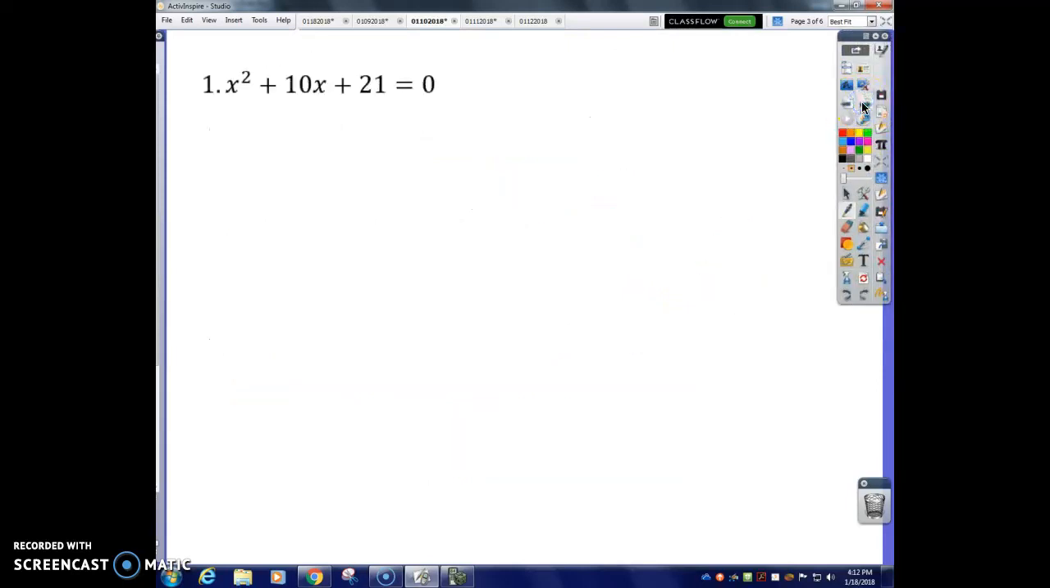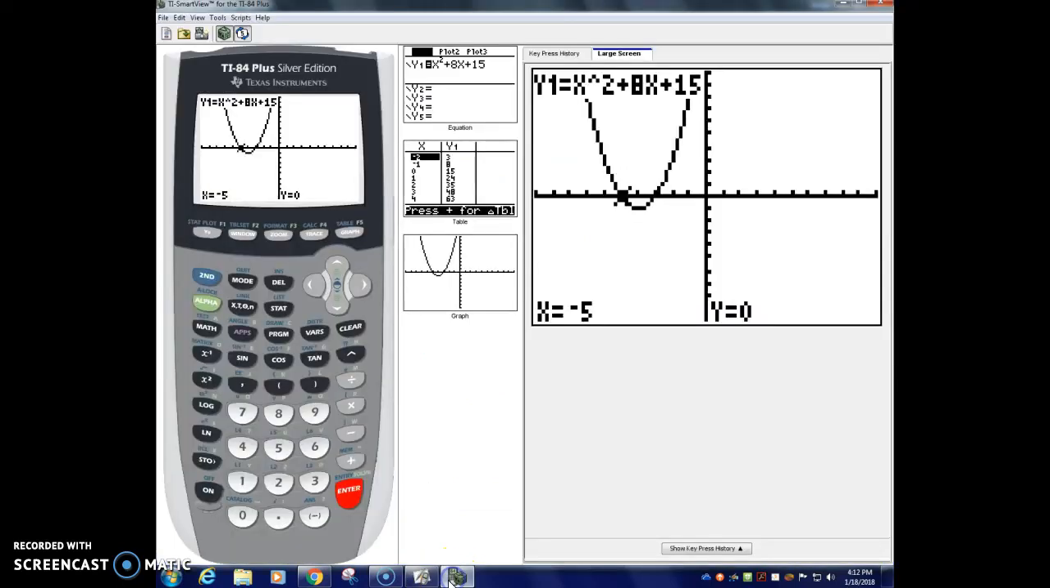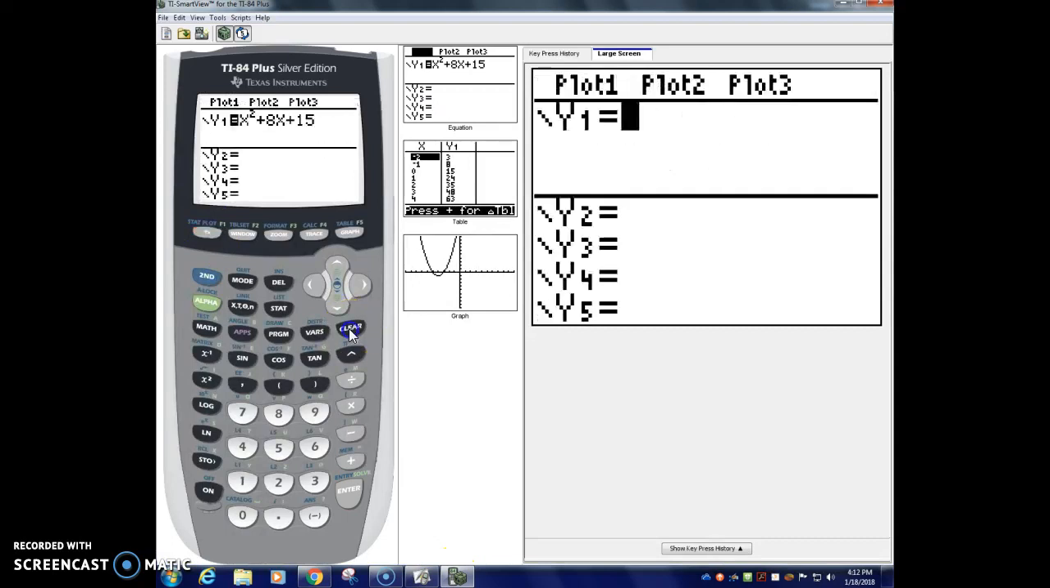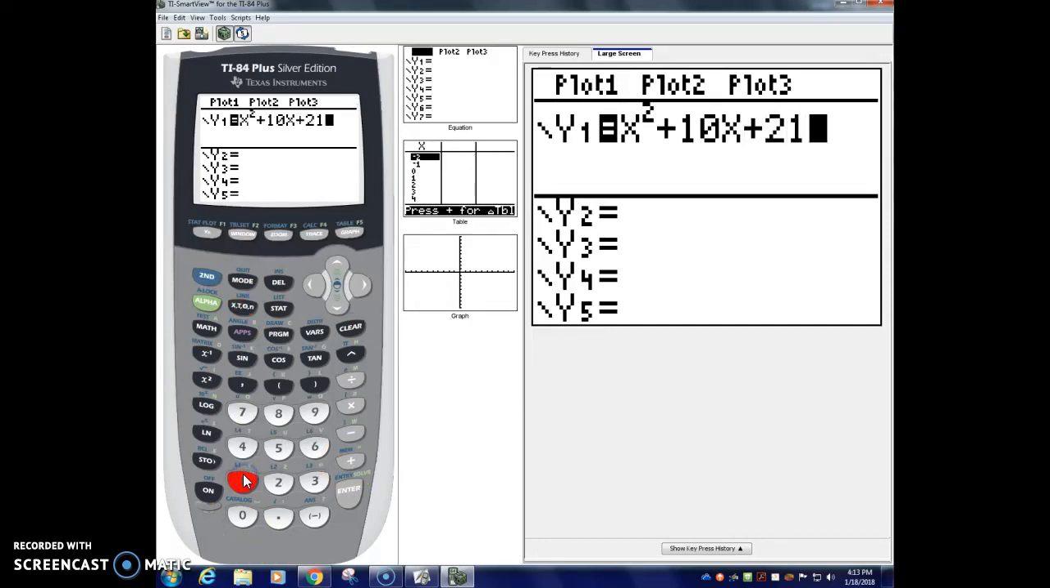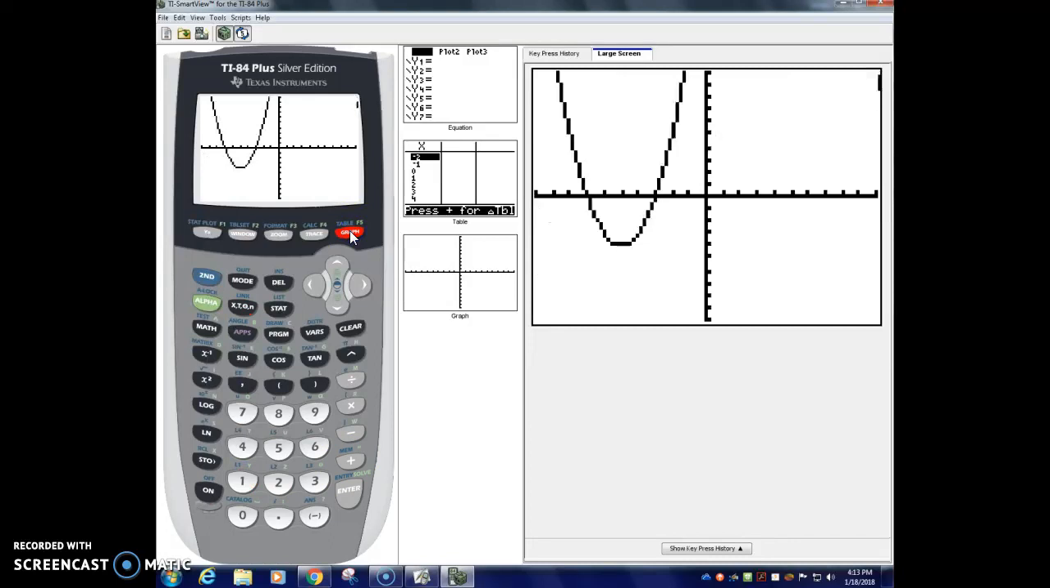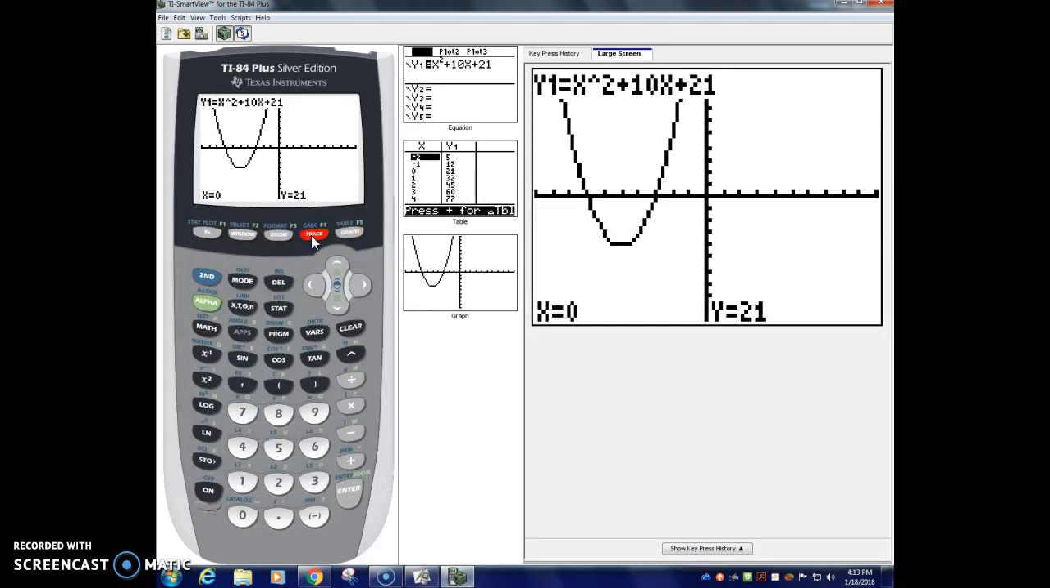Okay, so let's look at this worksheet. For the first one, we have x squared plus 10x plus 21. If we go to our calculator, we go to y equals, and we have x squared plus 10x plus 21 and hit graph. Same thing, we want to press trace after graph, and then guess where it crosses. This one is also -3. If I type in -3 and hit enter, it gives me y equals 0. So that's one of the solutions.